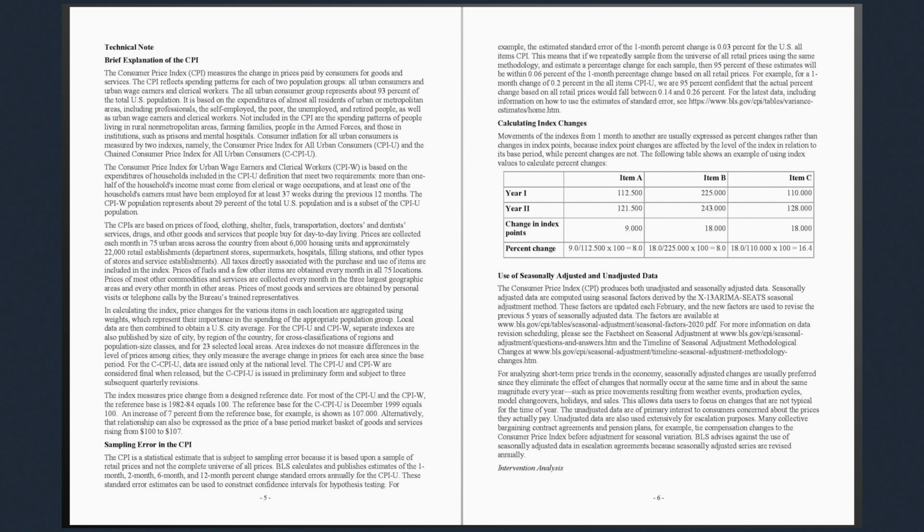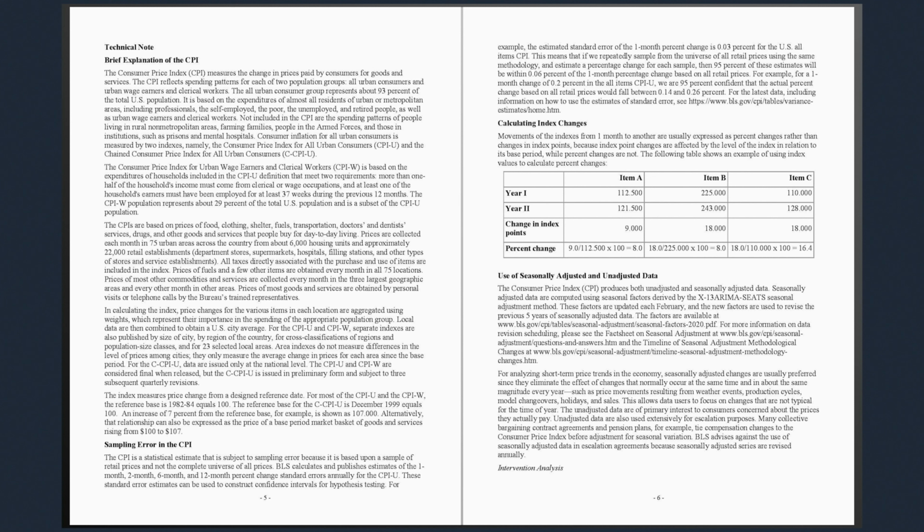The CPI-W population represents about 29% of the total U.S. population and is a subset of the CPI-U population. The CPIs are based on prices of food, clothing, shelter, fuels, transportation, doctors' and dentists' services, drugs, and other goods and services that people buy for day-to-day living. Prices are collected each month in 75 urban areas across the country from about 6,000 housing units and approximately 22,000 retail establishments: department stores, supermarkets, hospitals, filling stations, and other types of stores and service establishments.